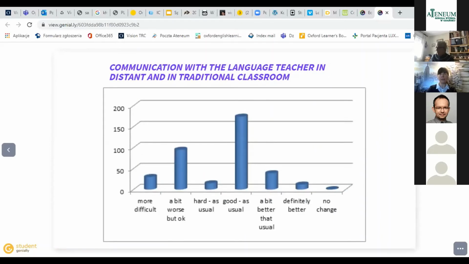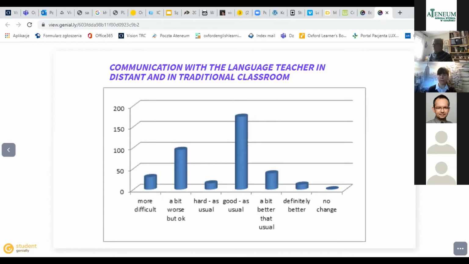However, there were students who claimed that it was more difficult in online teaching. So, for 12% of the students, it was more complicated. It was more difficult than in the real classroom, probably because of the lack of face-to-face contact. However, again, the great majority of the students said that it was good, as good as usual.